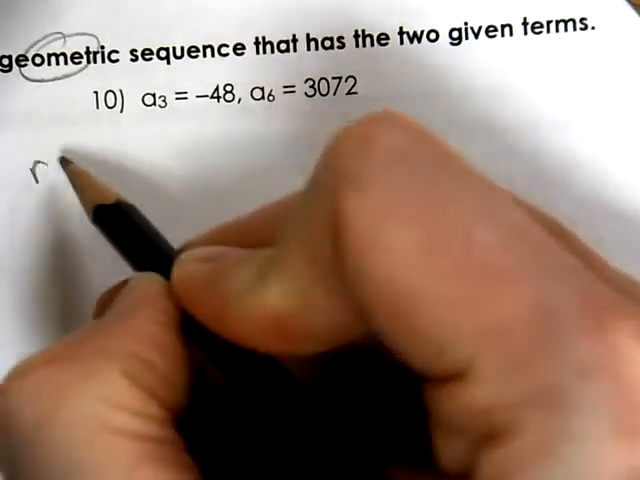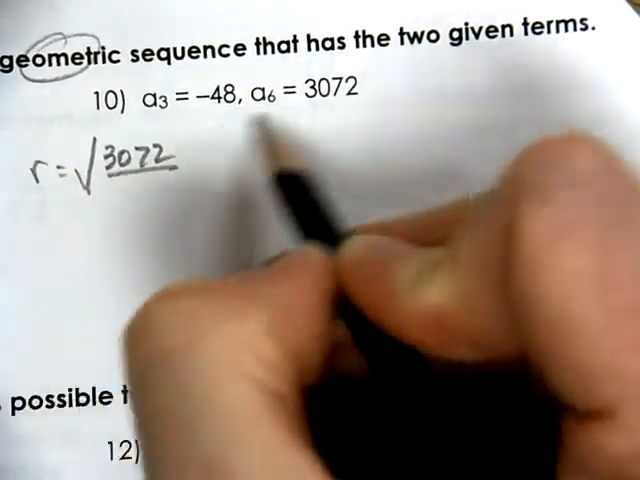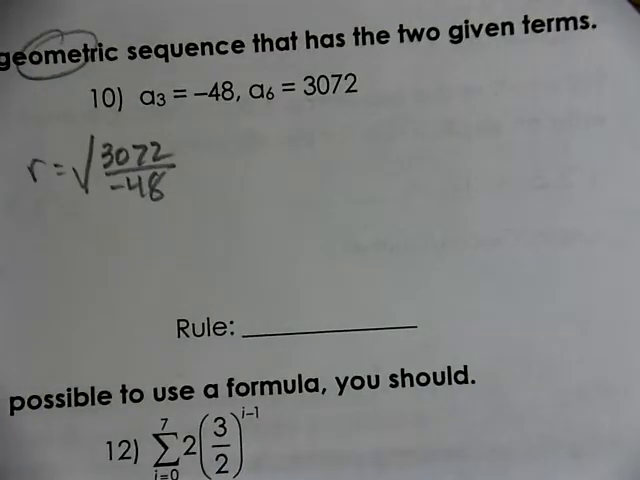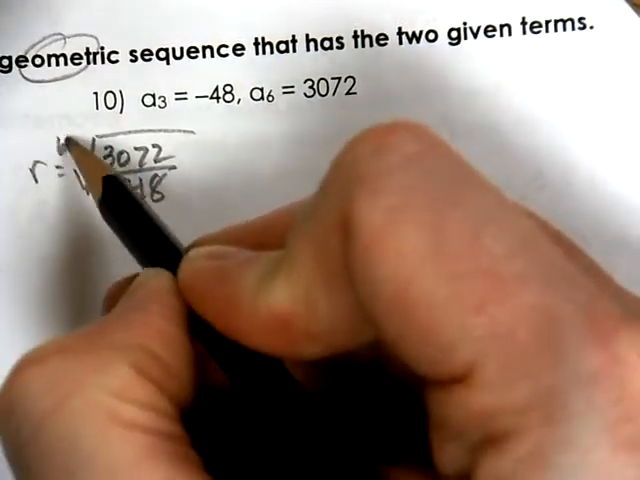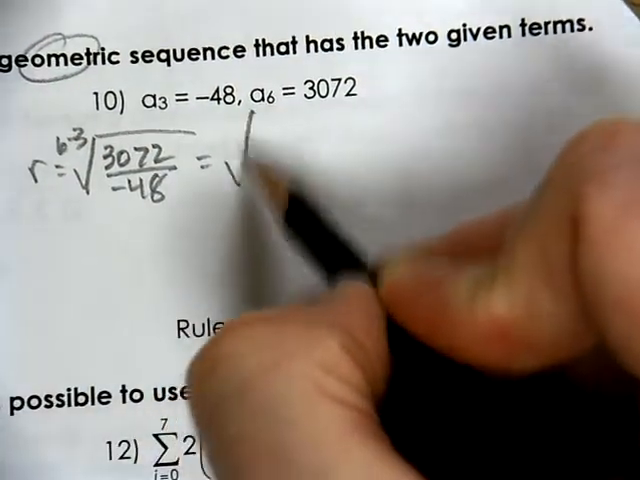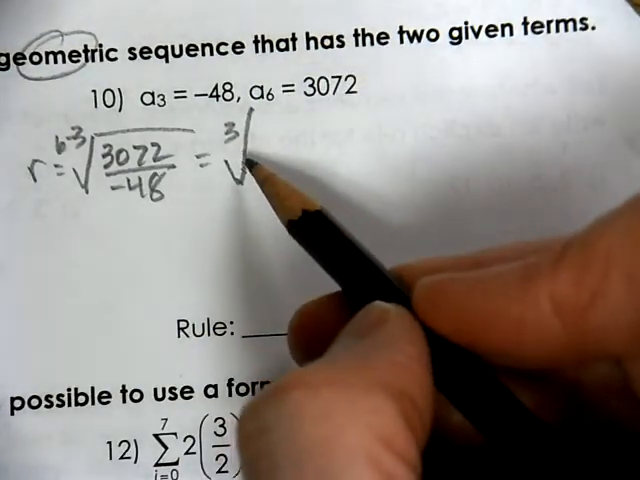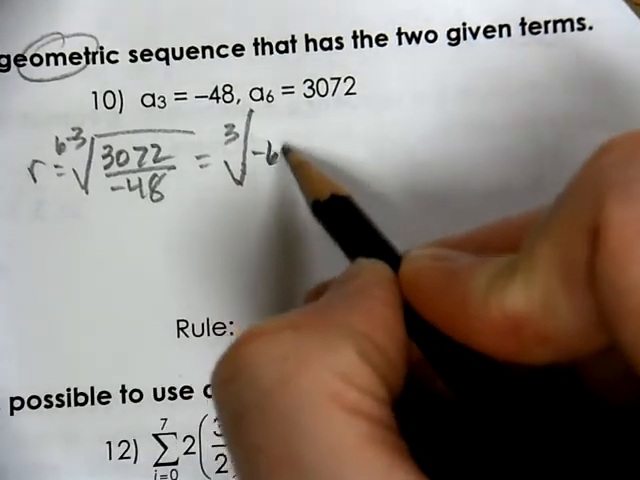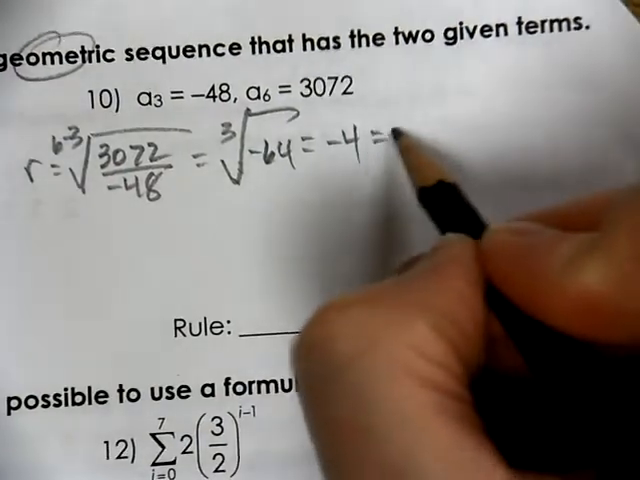So here, to find r, we're going to take our 3072 and divide it by our negative 48. And we're going to take our 6 minus 3. So that's going to give us a cube root again. That's helpful because we don't get a plus or minus answer. We just get a whatever it is answer. So this is negative 64, which is going to be negative 4. So that's our r value.